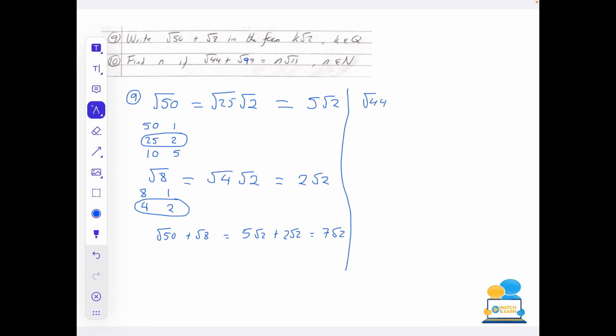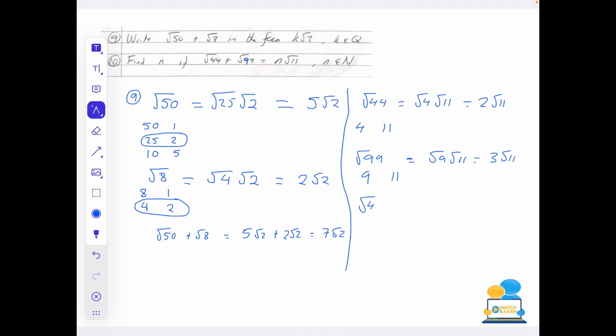Okay, so we'll start with root 44. What numbers can I multiply together to give me 44? I know there needs to be an 11 in it, so I'm going to pick 4 and 11. So root 44 is equal to root 4 times root 11. Root 4 is just 2 times root 11. And then root 99. Again, I need an 11 in it, so it's going to be 9 multiplied by 11. So it'll be square root of 9, square root of 11, which is 3 root 11.